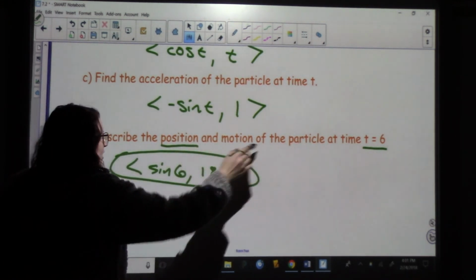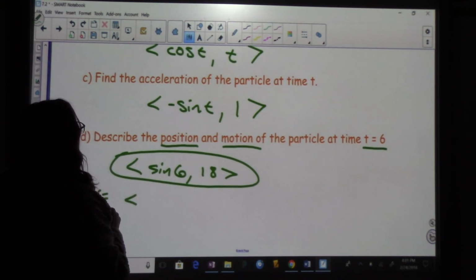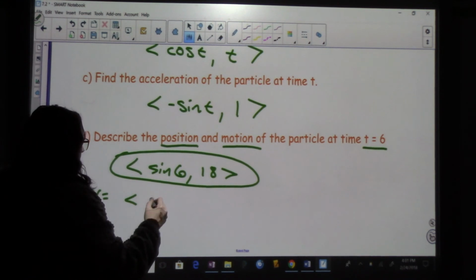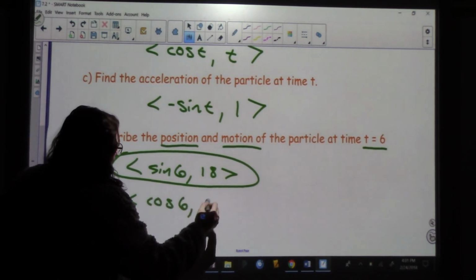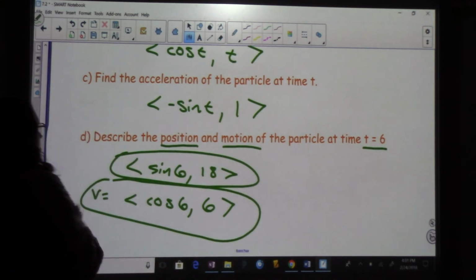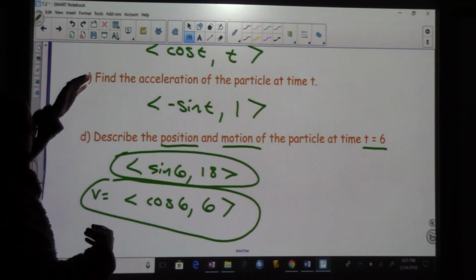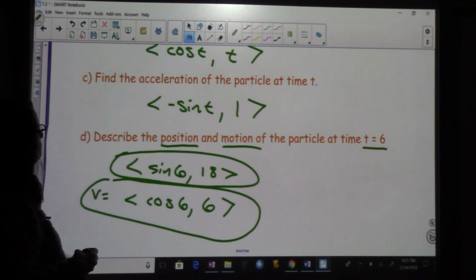Now motion, they want you to recognize that means the velocity vector at 6. So there's my velocity vector. I'll get cosine of 6, 6. Boom. We're not really describing the motion just yet. It's a little more intense, which we'll get into tomorrow. But right now, you should just be able to find the derivatives and plug in.